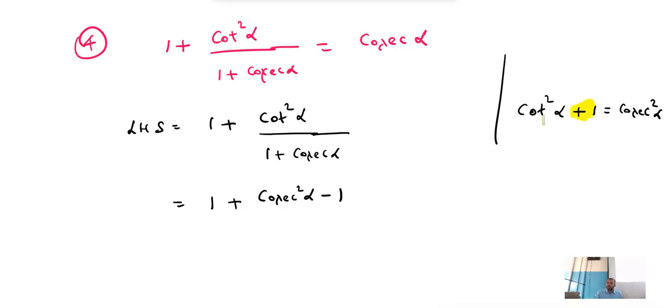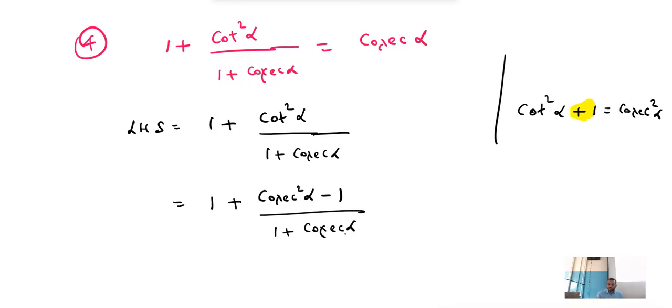Because this plus 1 we have to shift to the other side. We want only cot square alpha from this identity. So what is cot square alpha? Cosecant square alpha, plus 1 goes to the other side, it becomes minus 1, divided by 1 plus cosecant alpha. Then what can we do here now? Think, what is the next step?